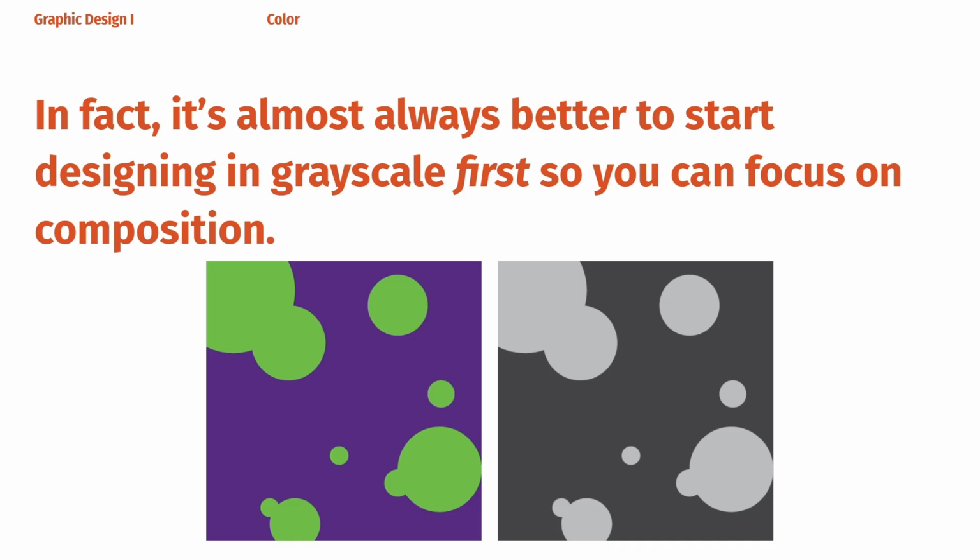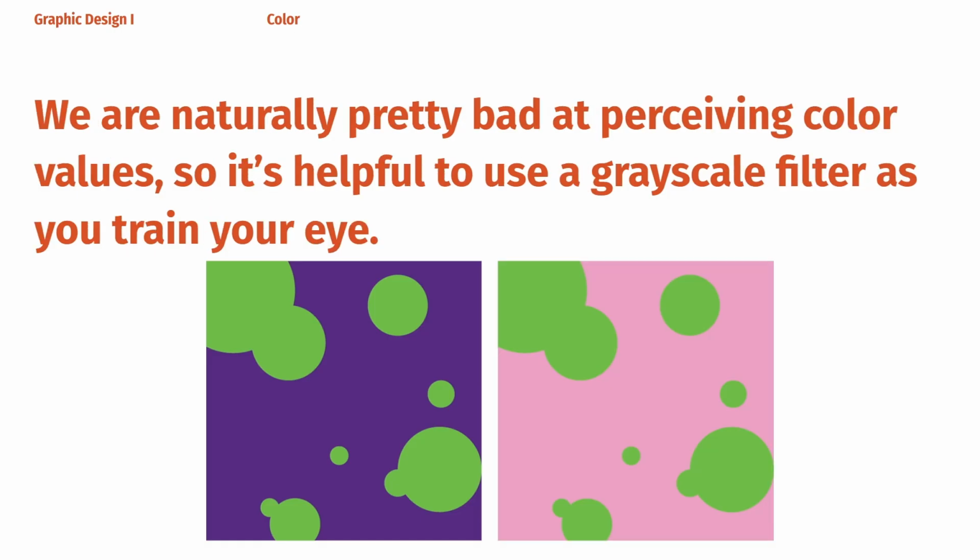Again, this is why it's helpful to start your work in black and white so that you aren't thinking about color as you're trying to look at composition. So you can see here, this darker shade of purple creates a lot more contrast with that green, so it's much easier to discern the forms. Perceiving the value of colors is something that's pretty hard to do.